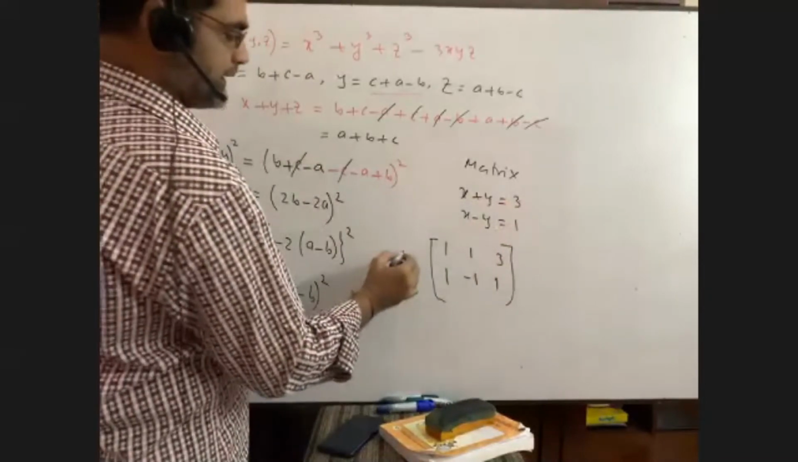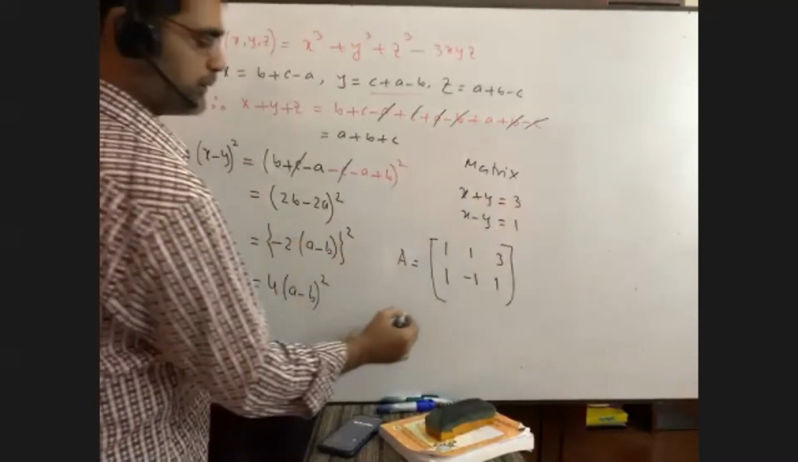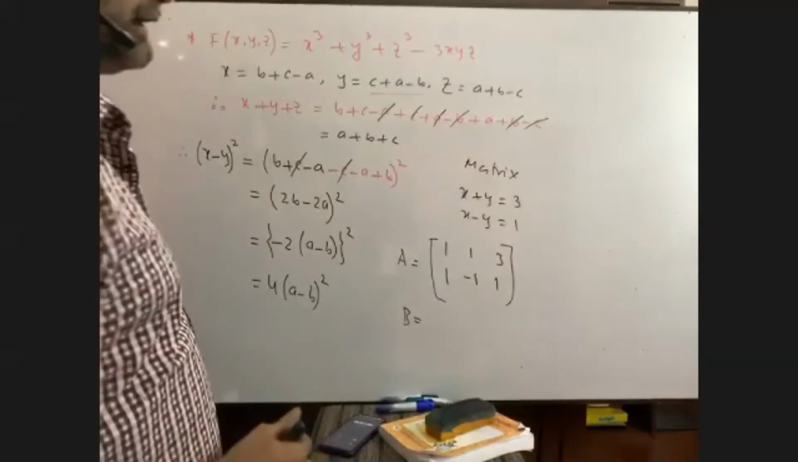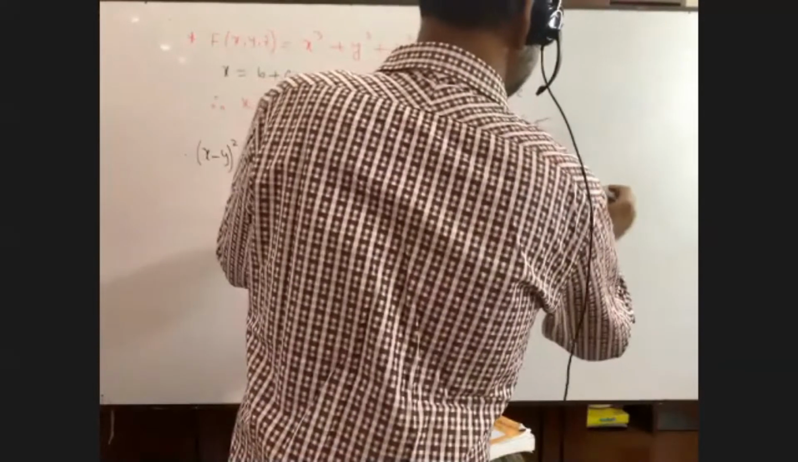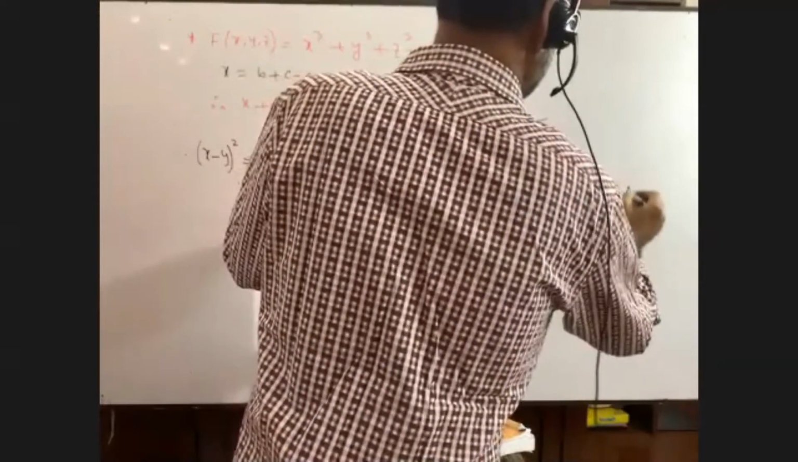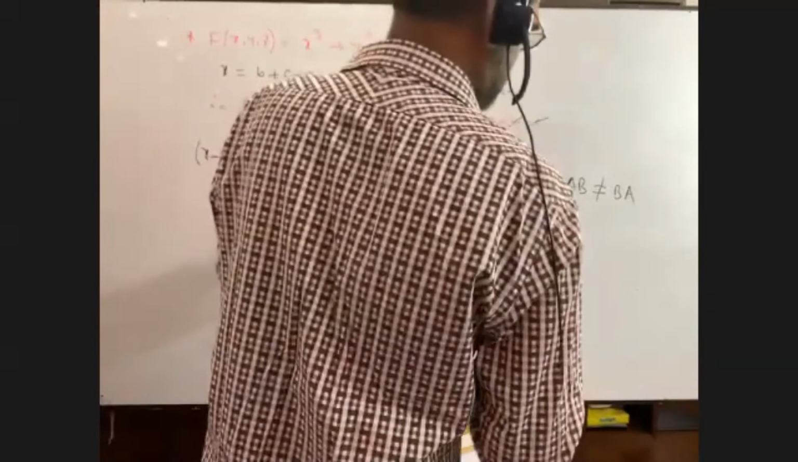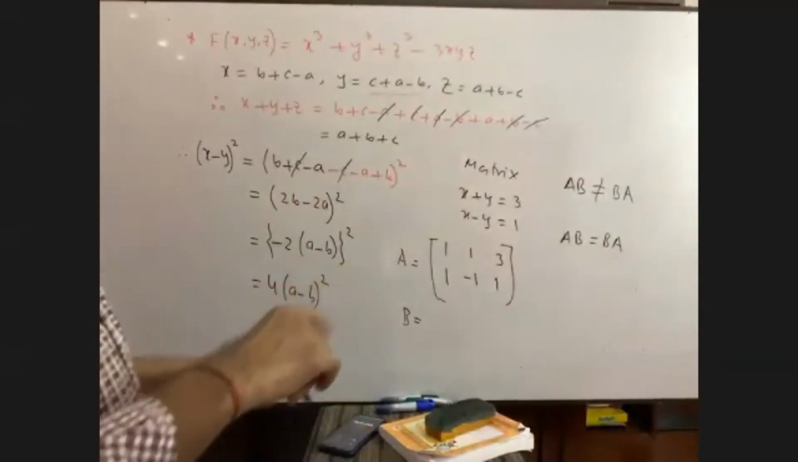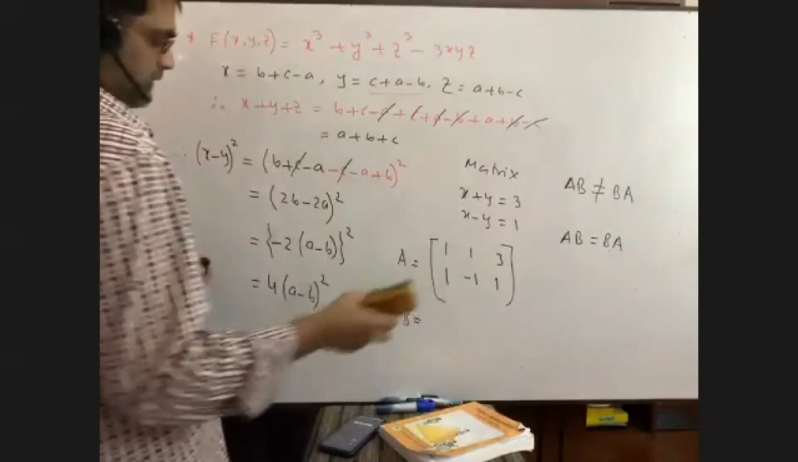And if we indicate it like A, and we get another matrix B, in this matrix AB is not equal to BA. Somewhere, upon condition, you will get AB equals BA. Anyway, we'll come to know it from time to time.